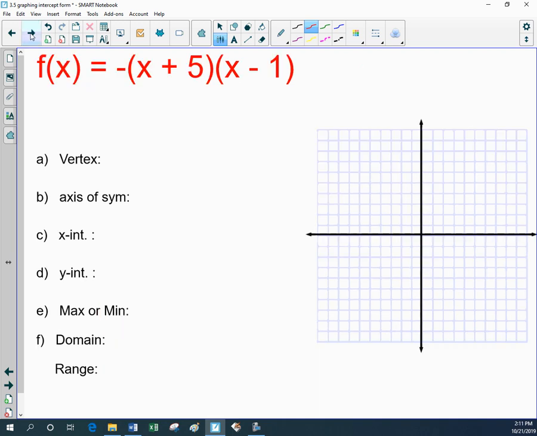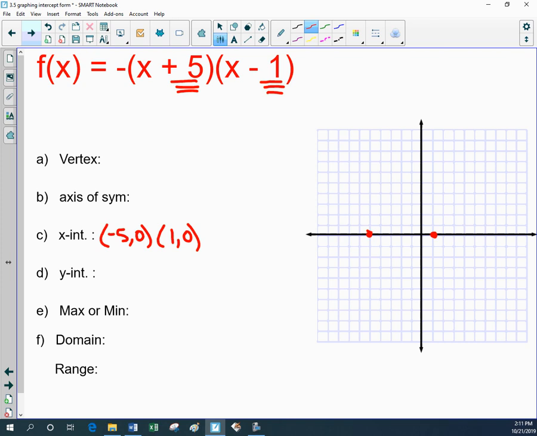Okay, example 2. So we have f of x equals the opposite of x plus 5 and x minus 1. Okay, so first step, find your intercepts. So the intercepts are the opposite of these numbers here. So our intercepts are going to be at negative 5 and positive 1. Okay, so x-intercepts, negative 5, 0, and 1, 0.